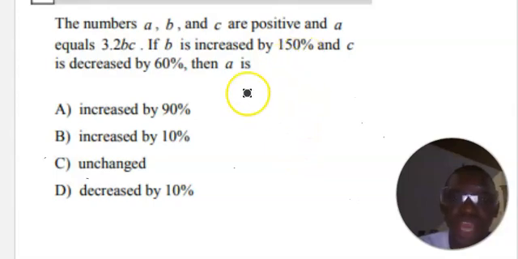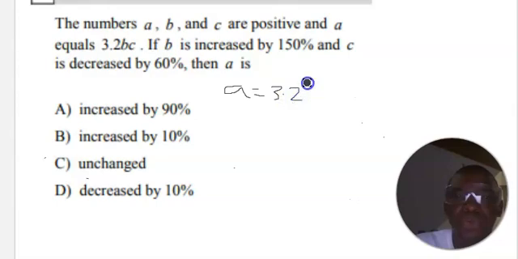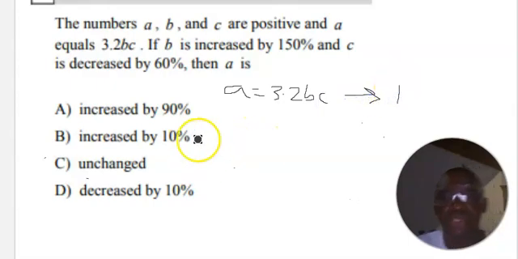So we have that. Let's write this first of all. So our a is equal to what? 3.2bc. Alright, and let's call that equation 1. Let's see if there was any change.